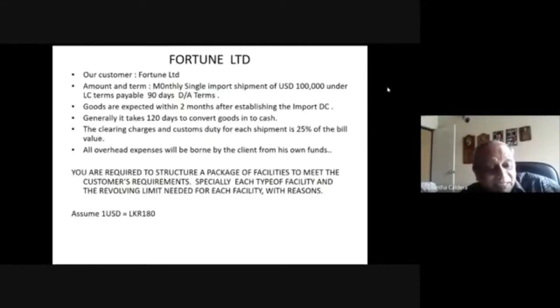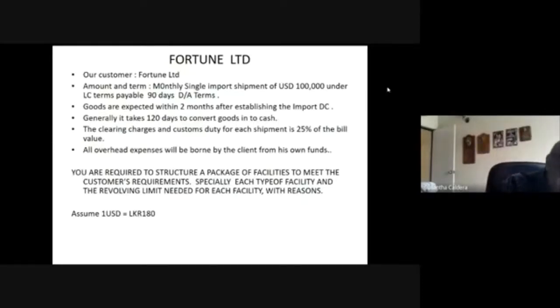After 3 months, payment takes place. So the lead time is 3 months. Within 3 months, payment takes place. Now we don't have money. That is why we are going for a short term loan. Short term loan, revolving facility number 3.